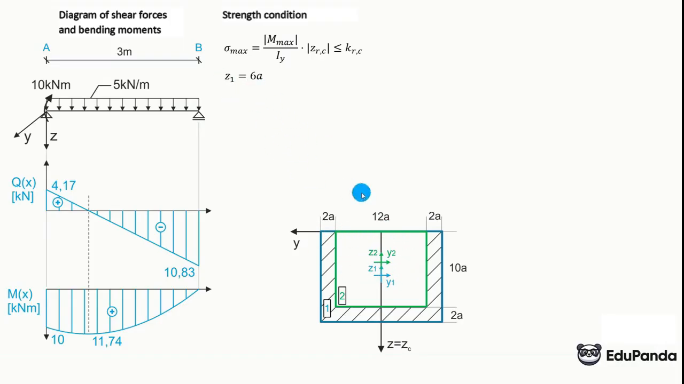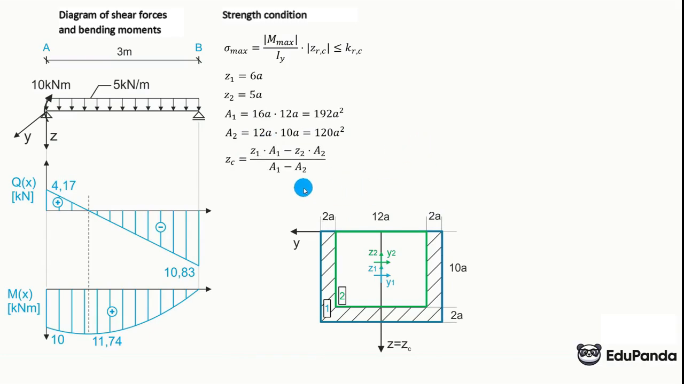So the distance between the y-axis and the y-axis of the first figure, that's the distance along z, meaning z1 is 6a, half the height, z2 is 5a, half the height of the green rectangle. Area of the first figure, 16a times 12a is 192a squared. Area of the second figure, 12a times 10a is 120a squared. And the coordinate zc is given by the equation z1 times A1 minus z2 times A2 over A1 minus A2. I note it down this way.